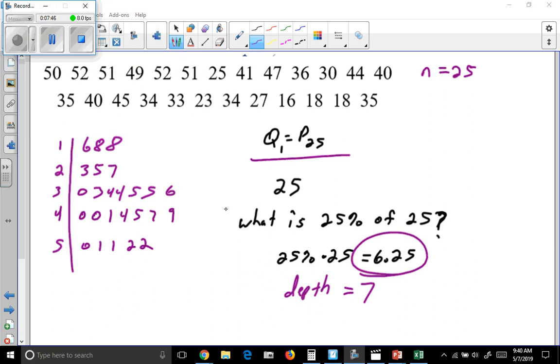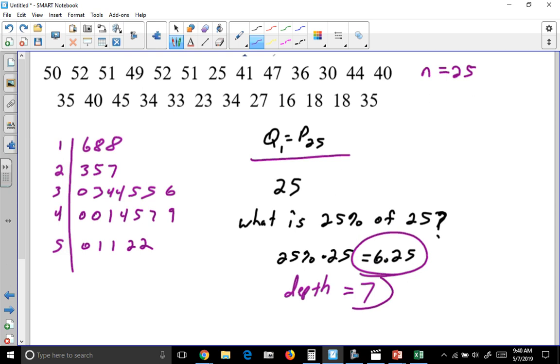So as we count into our data, the 7th data value is going to be at the first quartile position. So this is the 1st, 2nd, 3rd, 4th, 5th, 6th, 7th. So 30 is our first quartile. So at the level of 30, from that number on down, that will be about 25% of our data.